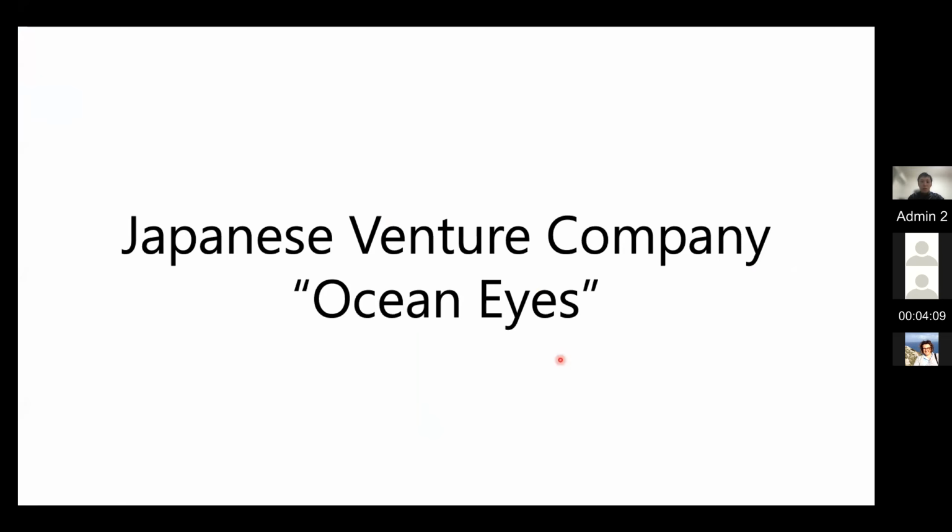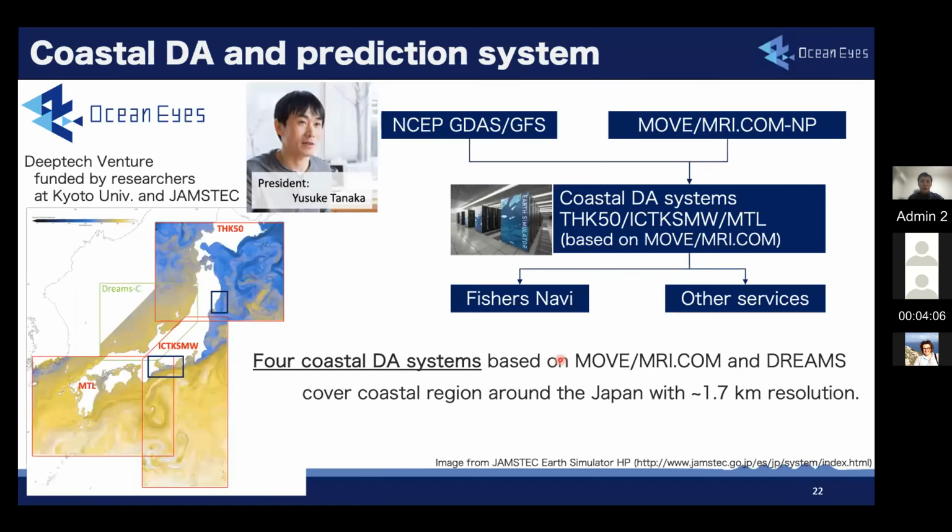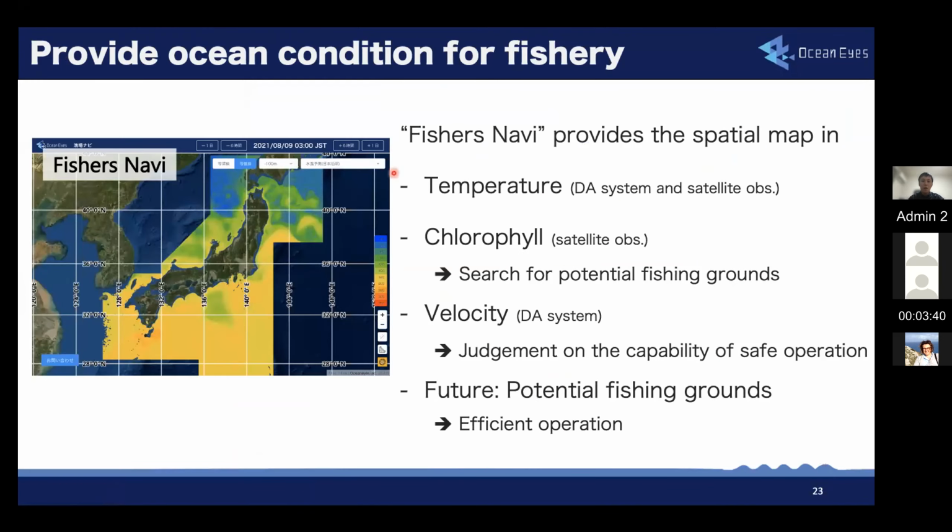So finally, I would like to introduce the Japanese venture company Ocean Eyes. The President, Yusuke Tanaka, the panelist of this discussion part, founded this venture company called Ocean Eyes. They constructed a coastal data assimilation system based on MOVE-MRI.COM and DREAMS, covering the coastal region around Japan with a 1.7 kilometer resolution. They now provide a map of temperature, chlorophyll, and velocity through Fisher Navi on the website. And in the future, they will release the potential fishing grounds for the fishermen.